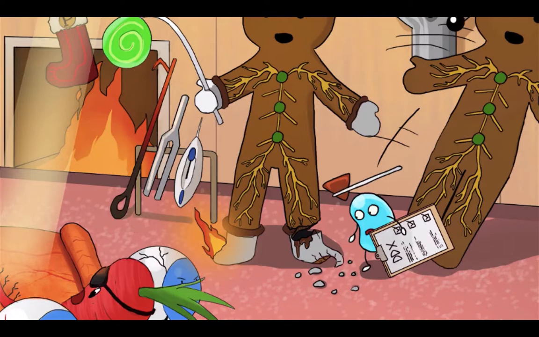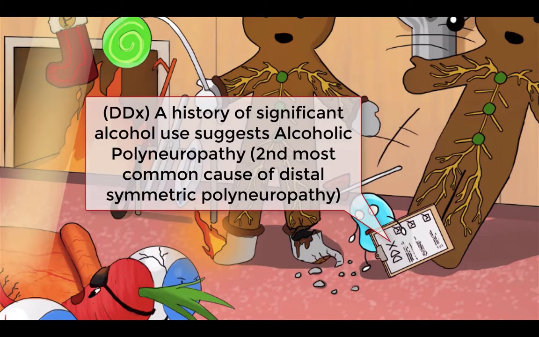However, there are a bunch of other causes of polyneuropathy that are relatively common, even in patients with diabetes. So, if your patient's complaining of pain and paresthesias in their feet, make sure to consider these other causes of distal symmetric polyneuropathy as well. First, use your history taking skills to rule out alcoholic polyneuropathy, the second most common cause of distal symmetric polyneuropathy. A history of significant alcohol use should raise red flags that diabetes might not be to blame.